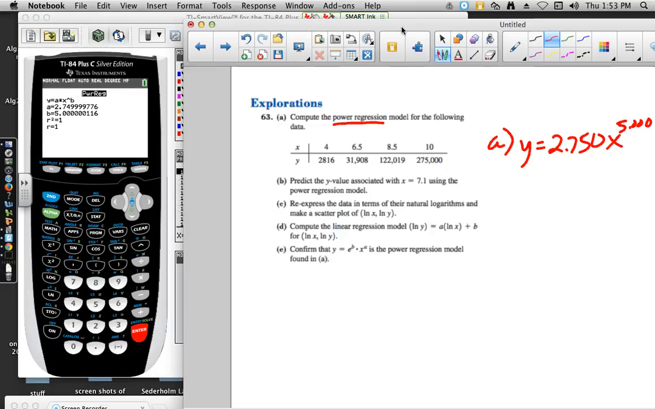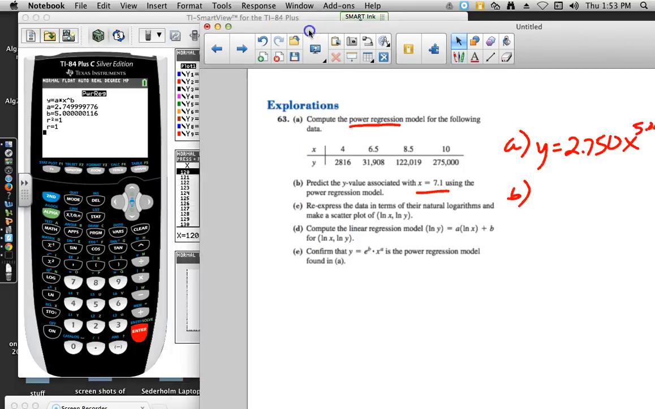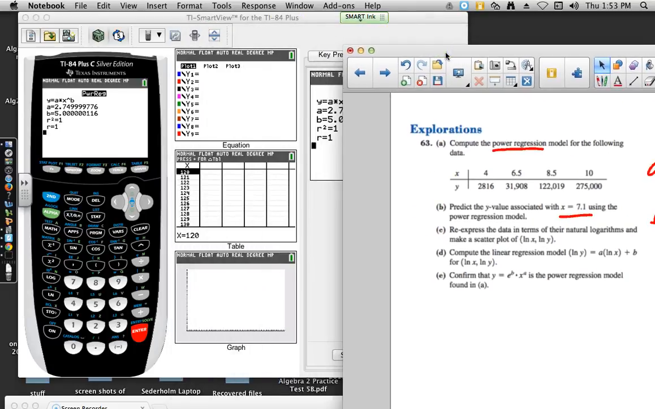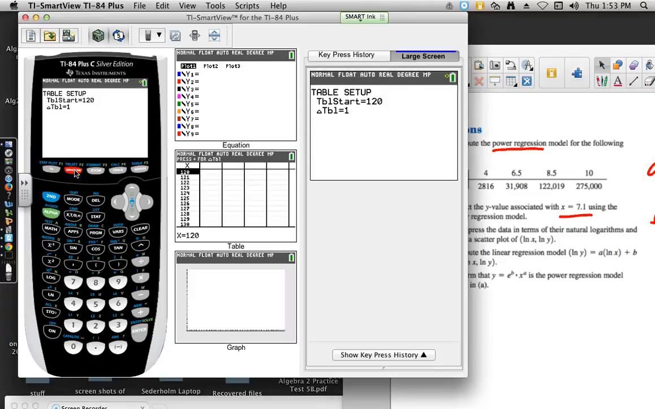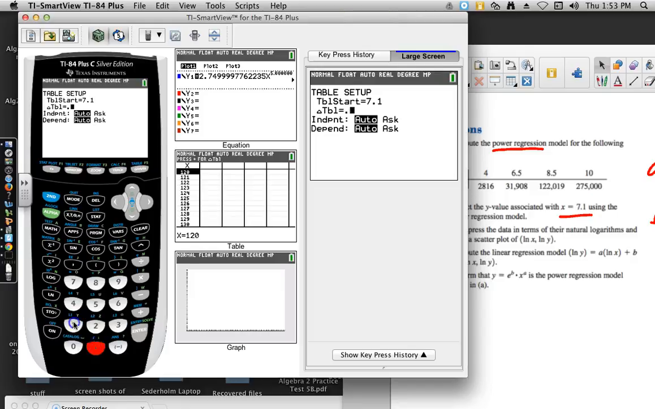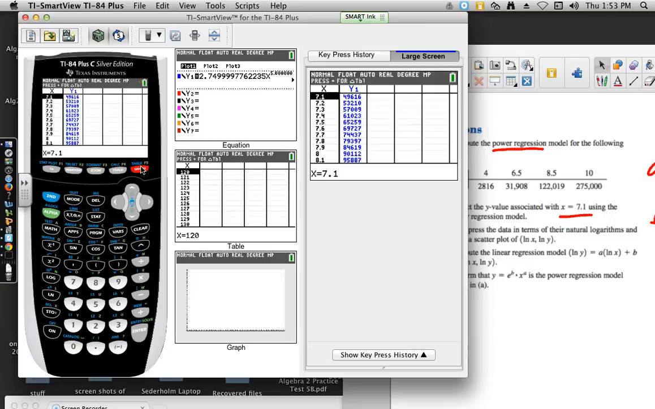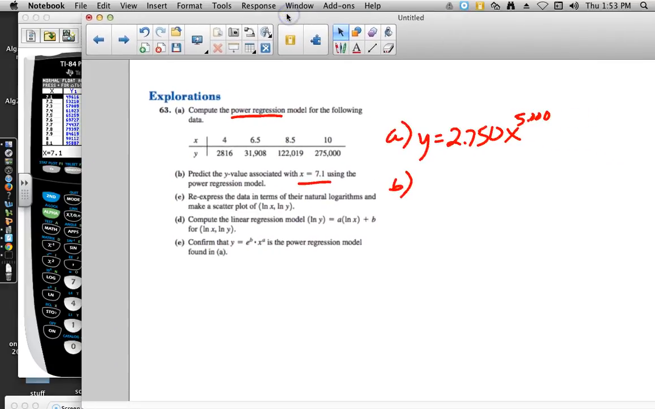So then B says what we want to do is predict the y value associated with x equals 7.1 using that model. So what I'm going to do, since I stored it, is I'm going to hit second table set, and I'm going to have it start up with 7.1, going by point ones, and hit second graph. And in the table, it'll tell me that 7.1 is 49,616.